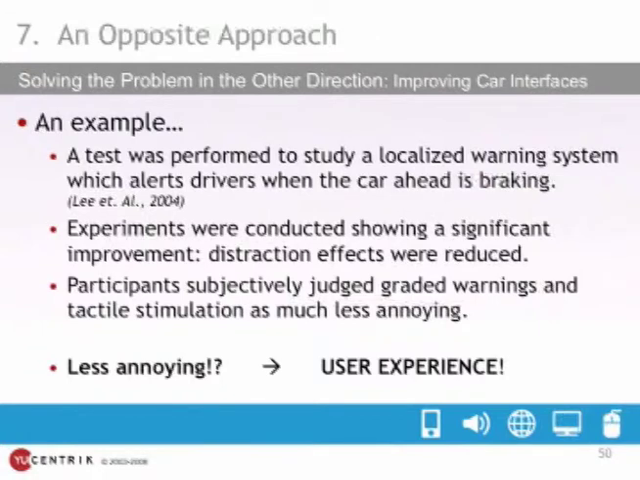But the secret hidden finding that I was referring to was that somewhere off in the minute corner of their extra notes, they mentioned that it was interesting that subjects found the graded warnings, as opposed to a loud alarm, so the more they hit the brakes, the louder the alarm is, and tactile response, where the steering wheel vibrates as opposed to making a screaming noise, less annoying, as they call it. Less annoying, right?